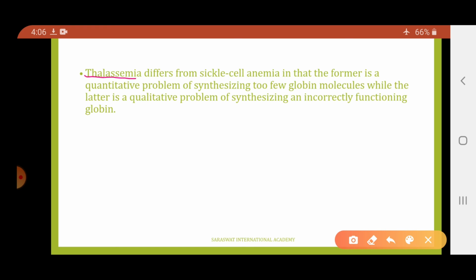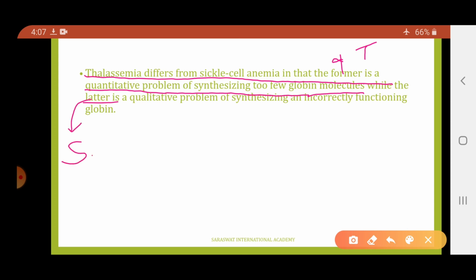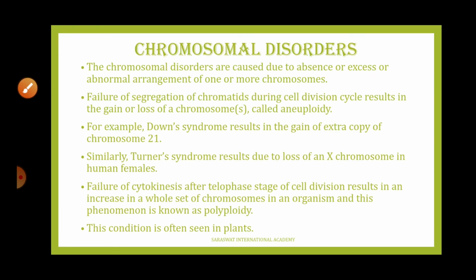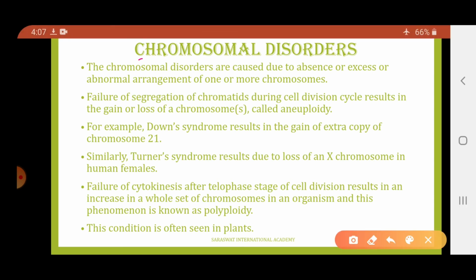So thalassemia, it differs from sickle cell anemia in that the former that is we are talking about the thalassemia, it is a quantitative problem of synthesizing too few globin molecules, while the latter that is we are talking about the sickle cell is a qualitative problem of synthesizing an incorrectly functioning globin. So that is all regarding the Mendelian disorders. Now we will deal with the chromosomal disorders.